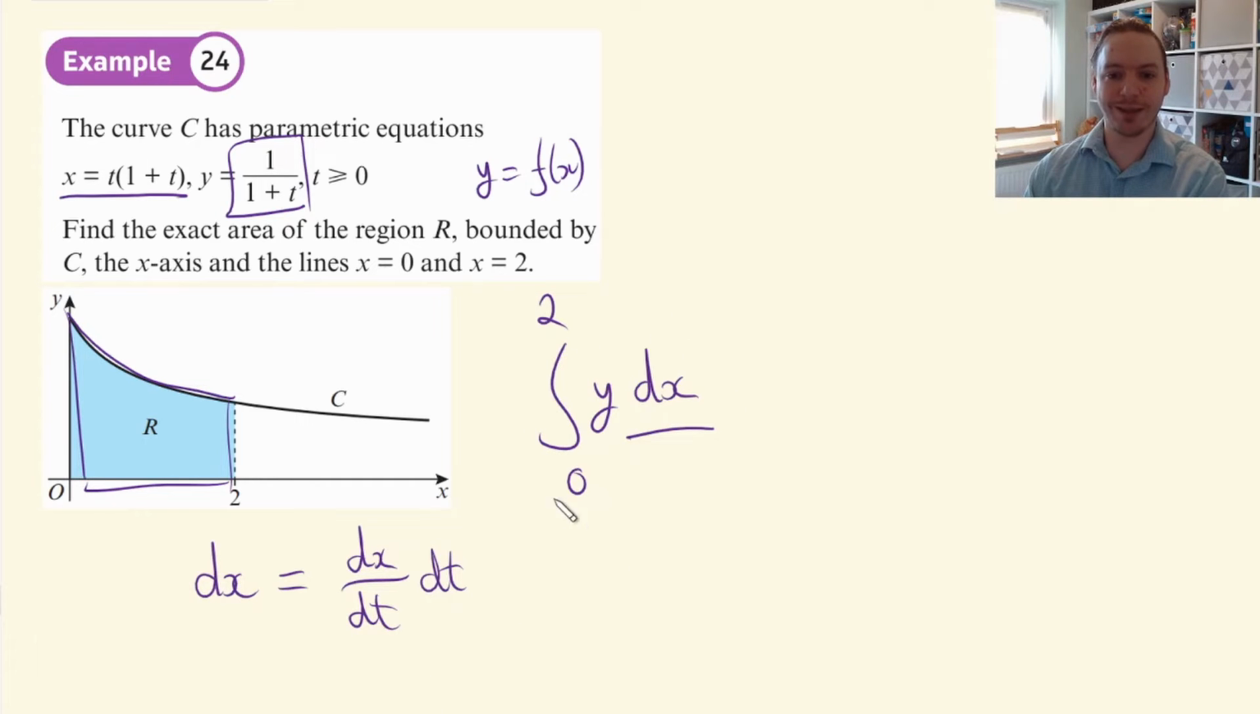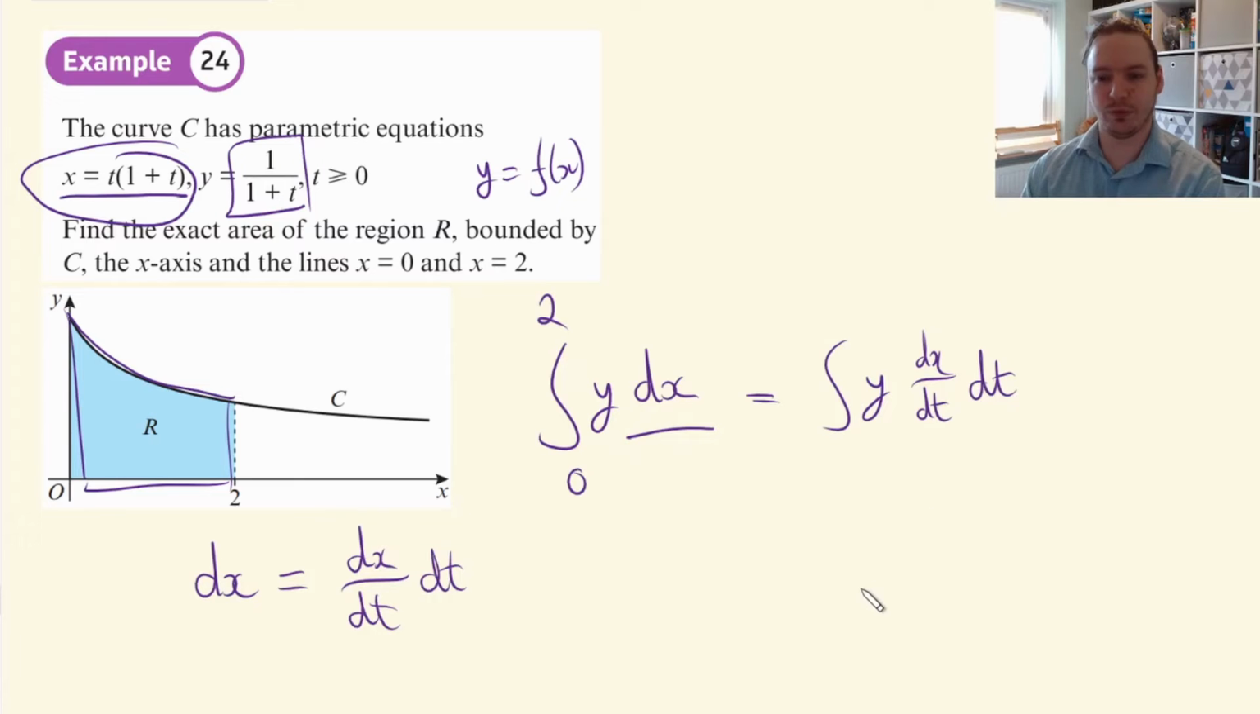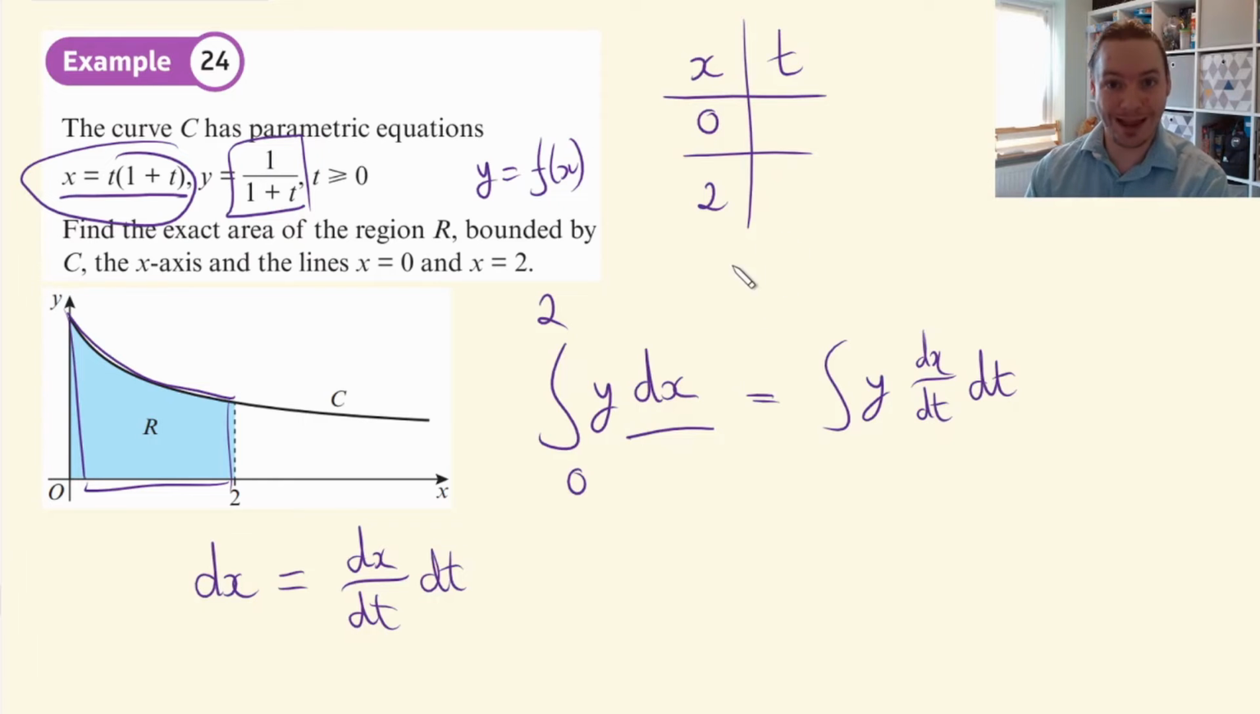So I can rewrite this as the integral between, well actually I need to think about my limits in just a second, but it's the integral of y multiplied by dx by dt. I can figure that out in just a minute with respect to t, my parameter. Now, I need to deal with the variable change because when x is 0 and 2, those are my limits, t is not 0 and 2. So I have to change the limits, just like we did when we were doing substitution.